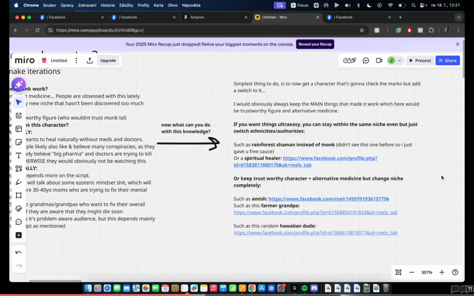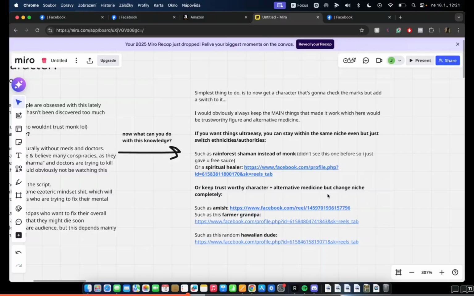And then you can also switch the niche completely, which is a little bit harder. You actually have to put some thought into it and do some research, because here it's insanely easy. I feel like you can just randomly think about some random stuff. I mean, I literally just searched up the rainforest guy and then got another idea with the tribes.